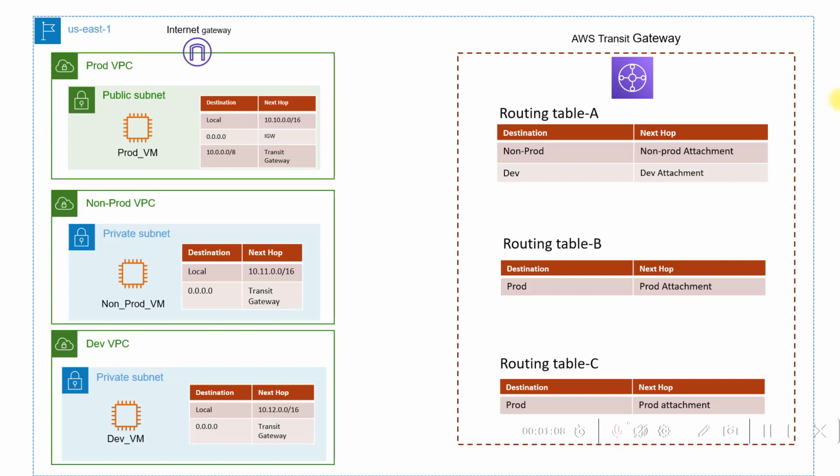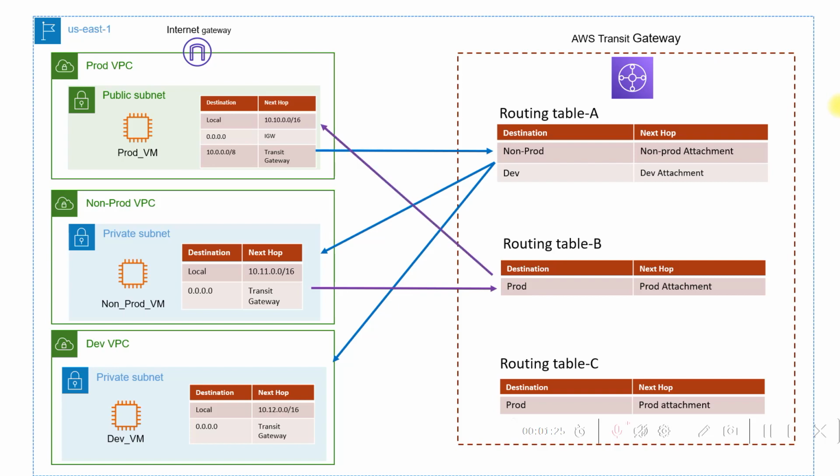If we compare all the routes, it will be like this. From the prod VPC, it contains 2 routes, so it can reach 2 other VPCs. Whenever traffic comes from the non-prod VPC, it will hit route table B. It contains only one route, so it can reach only prod VPC. In a similar way, dev VPC follows route table C, so it also contains only a route towards prod, so it can reach only prod.